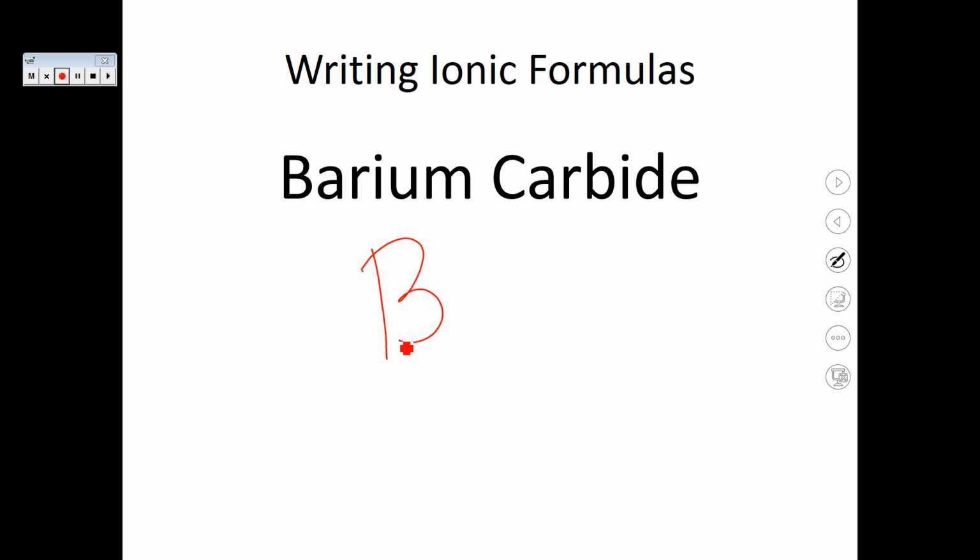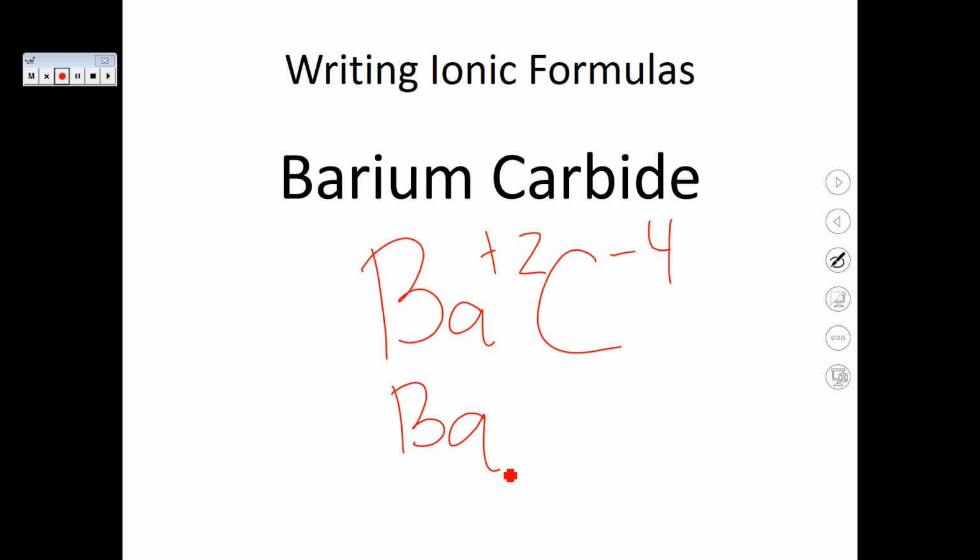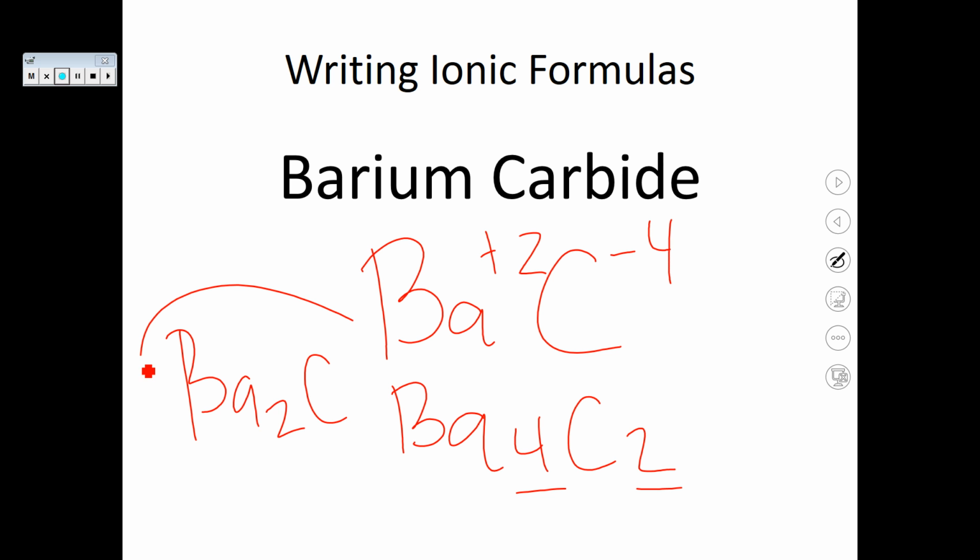Barium carbide. Barium is Ba +2. Carbon is -4. You know it's -4 in this situation. Carbon can be plus or -4, but when carbon is bonded to a positive metal, it means that it's going to take on the negative charge. If it was bonded to a non-metal, then it would take on the positive charge. So here we have Ba4C2. Now the 4 and the 2 can be simplified. So we're going to write it as Ba2C1, and you don't have to write the 1 there.